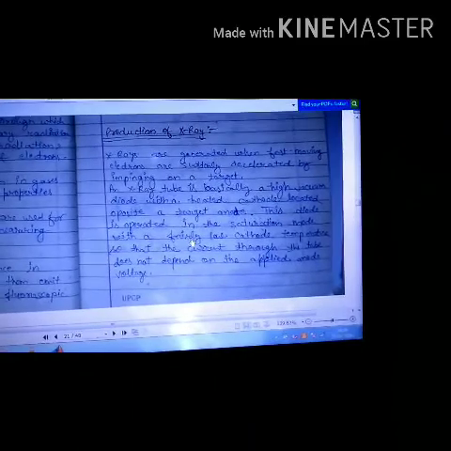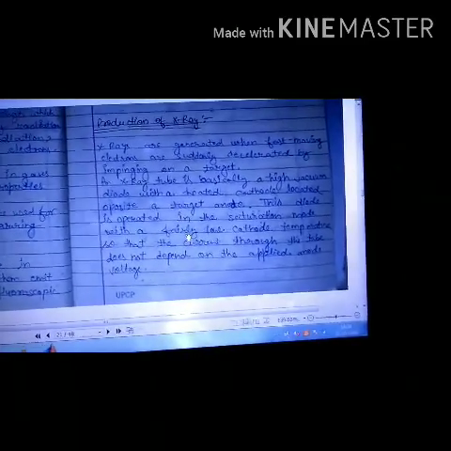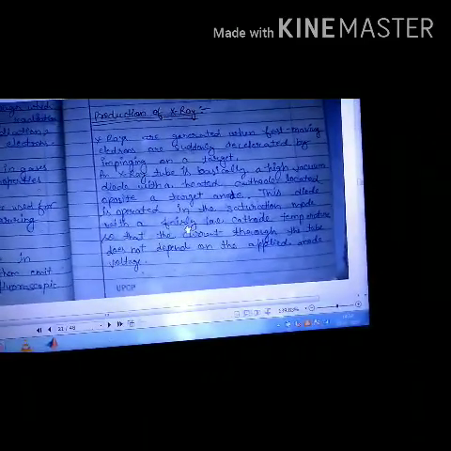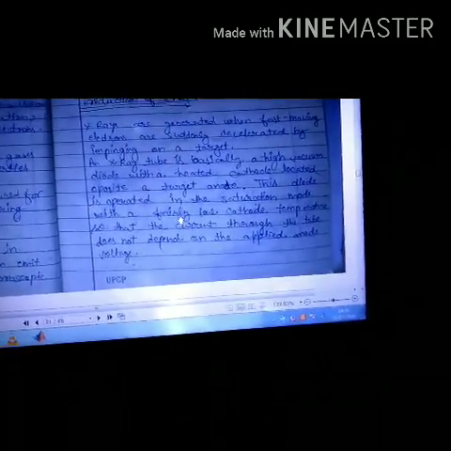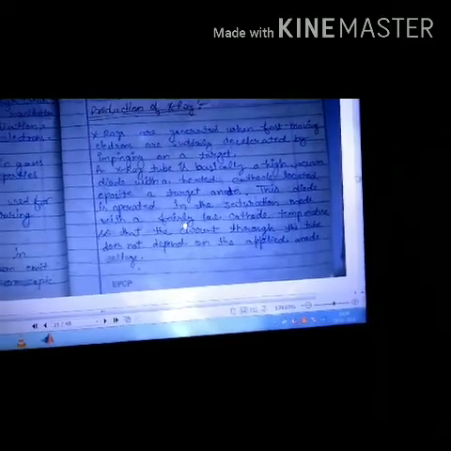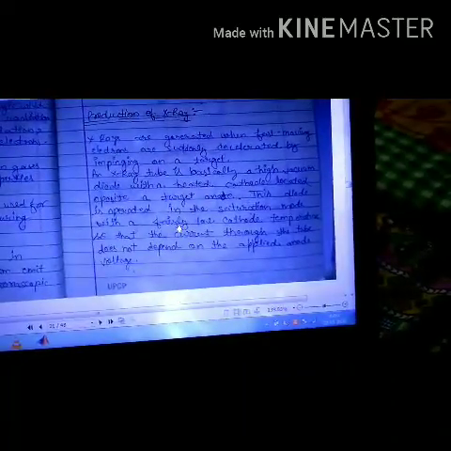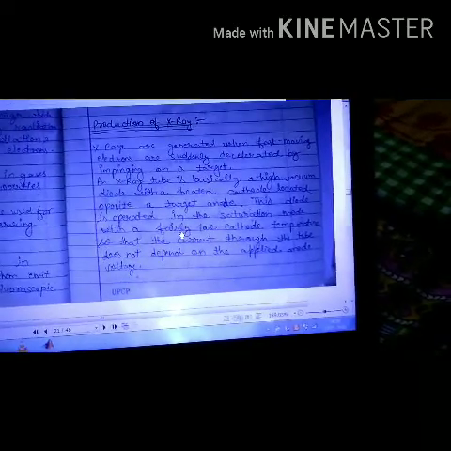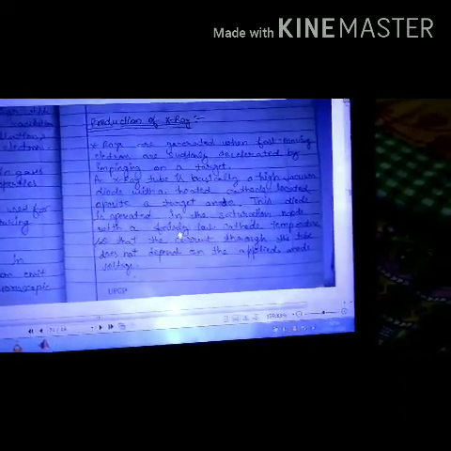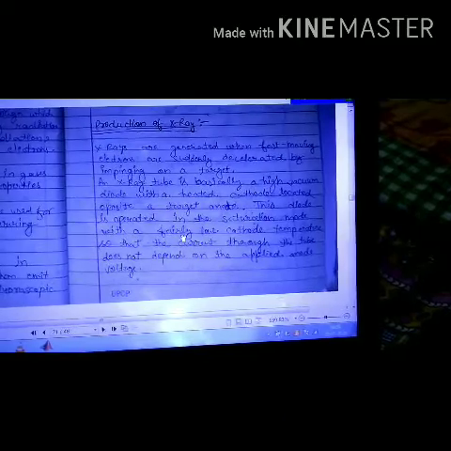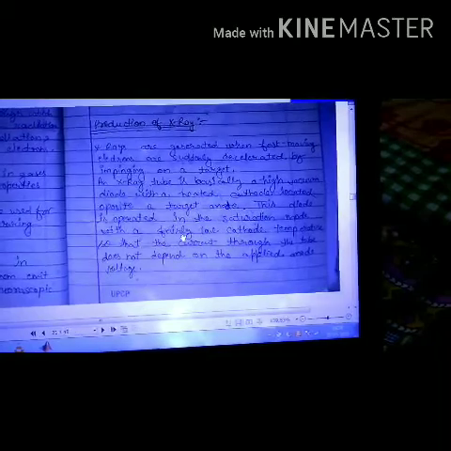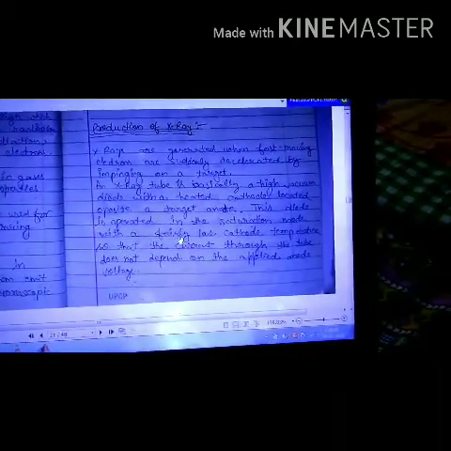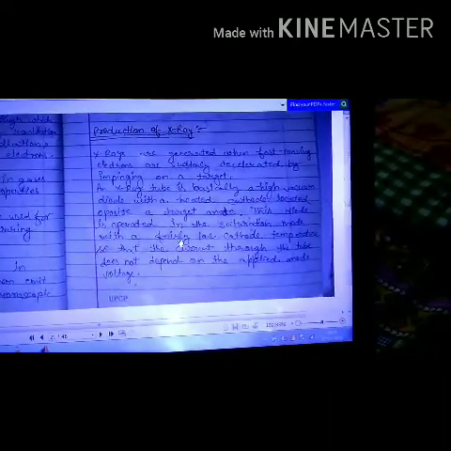Now this diode is operated in the saturation mode with a fairly low cathode temperature, so that the current through the tube does not depend on the applied anode voltage. So it forms a sort of diode. It is operated in saturation mode, with a fairly low cathode temperature, because we do not want the effect of anode voltage on the current values.